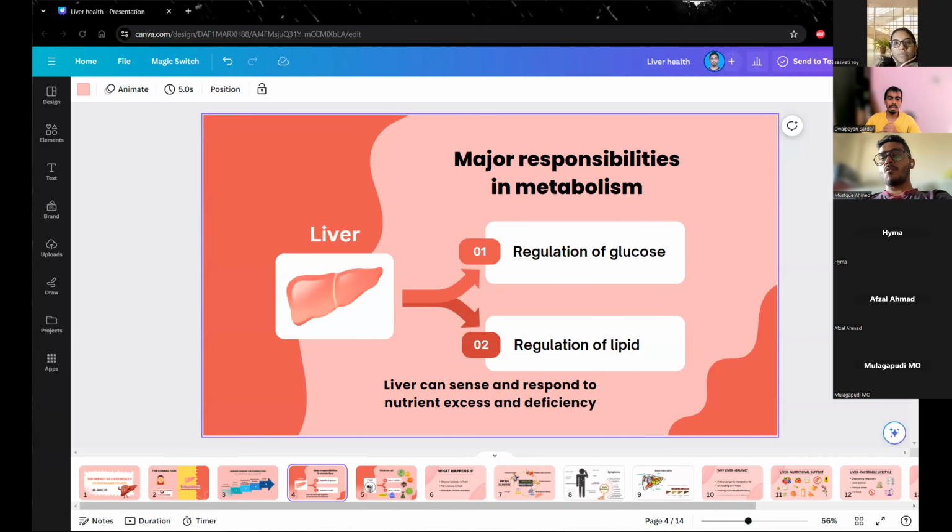See, whenever we have food, glucose and lipid, these are the two main important things the liver will basically regulate. Whenever something is more, the liver will basically send you a signal. And whenever something is more, the liver will be occupied to metabolize that, or you can say it will be overloaded. For example, I am just giving you one example.